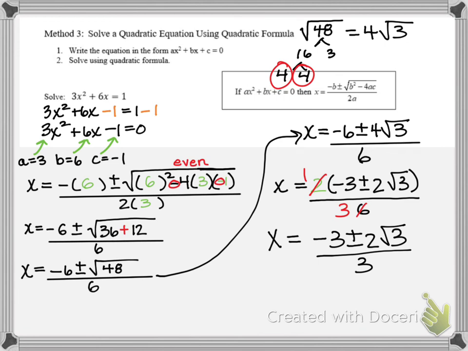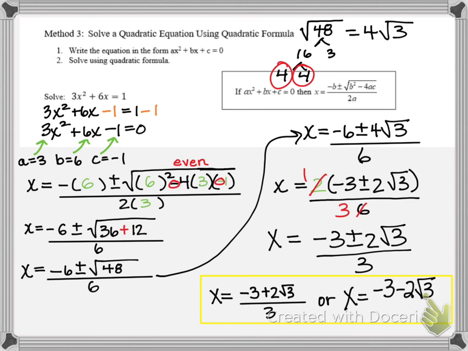And because of the plus or minus sign, that lets me know I have 2 solutions, but I can also write my solutions separate. X equals negative 3 plus 2 rad 3 over 3, or x equals negative 3 minus 2 rad 3 over 3, and those are my 2 solutions.